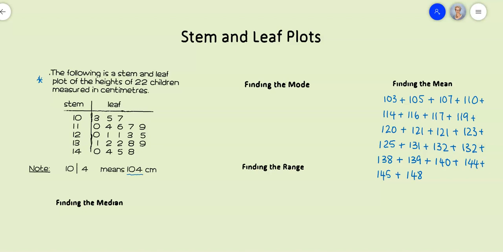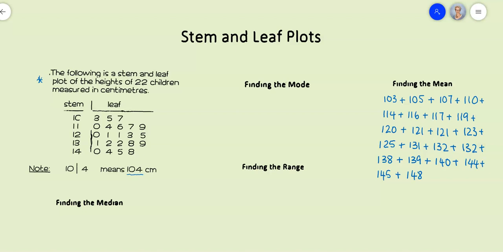Remember, in a stem and leaf plot, the numbers in the leaf are from the units column in the number, and the numbers in the stem are from the tens column. So 10 here means 10 lots of 10, which is 100. 11 lots of 10 is 110, and so on. So we have our minimum height here as 103 centimetres, and our maximum height here is 148 centimetres. So we're going to go ahead now and calculate the mean, median and mode.